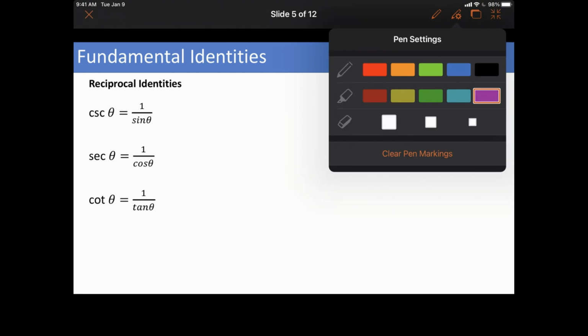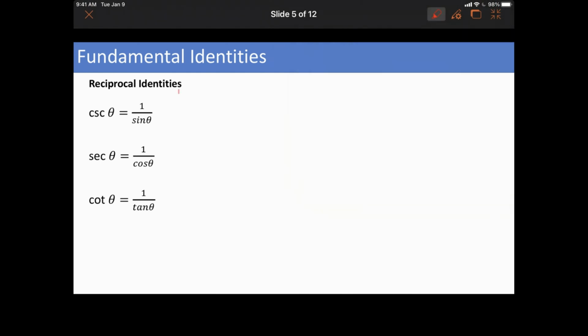Now I've talked about it several times that secant, cosecant, and cotangent, did I say that right? Are reciprocals of sine, cosine, tangent. So one way to write it is 1 over sine, 1 over cosine, 1 over tangent, and they're the same. So how is that true?